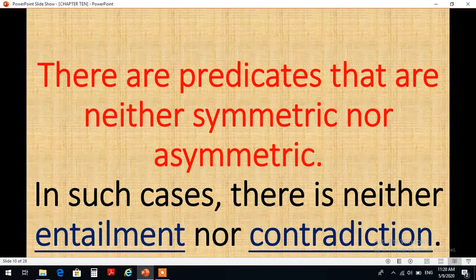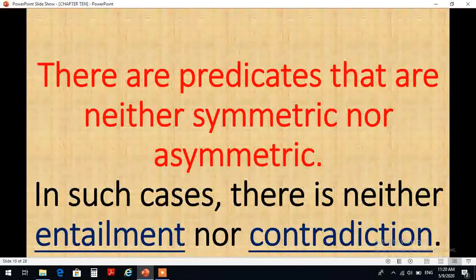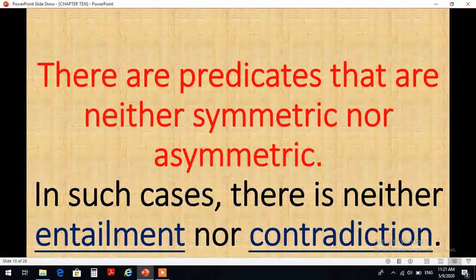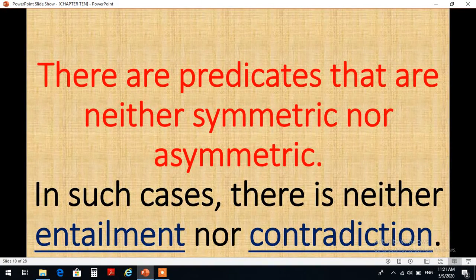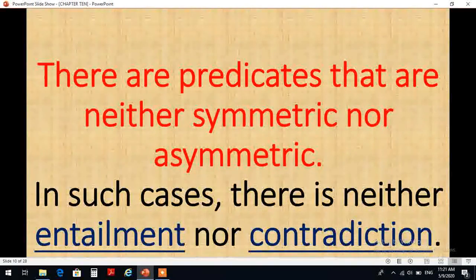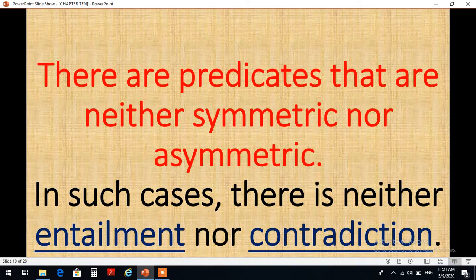When there are some cases in which there is no symmetry and there is no asymmetry, okay? So there are predicates that are neither symmetric nor asymmetric. In such cases, there is neither entailment nor contradiction. So, if there is a relation of entailment, we will simply say there is symmetry. If there is a relation of contradiction, we will say this is asymmetric predicate. If there is no entailment and no contradiction, we will say this is none, neither symmetric nor asymmetric. إذا أحيانا تكون الpredicates ليست متناظرة وليست غير متناظرة، وهذا يحصل كما قلنا حين لا توجد علاقة entailment تتابع منطقي ولا علاقة تناقض contradiction.